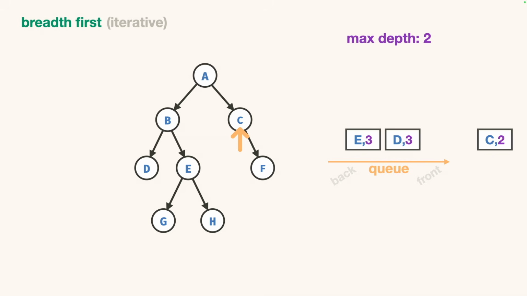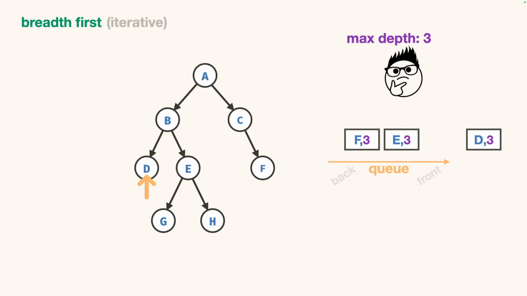Now I'm considering this C node. This depth is not larger than my max, so I don't need to update my max. However, I should still look at the children here. So I want to add an entry for the F node. I continue my algorithm. At this point, I dequeue the D node. I see that it actually has a depth of 3, which is bigger than my max. So I update it. Now my max is 3.